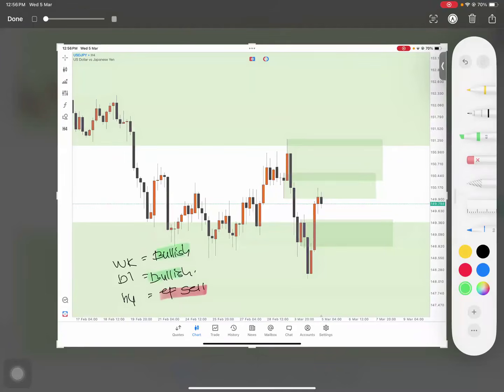Follow, no worry. Okay, what should you do? In situations like this, weekly is saying bullish, daily is saying bullish, but whenever you go to the EF sell, you can see EF started to sit inside the sell zone. So now you have an answer already for everything.